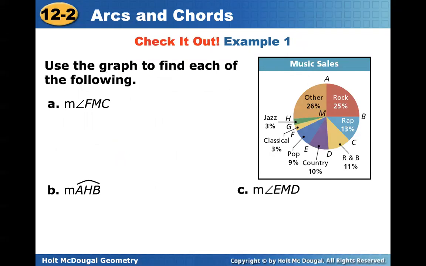Okay. Use this graph to find each of the following. Find the measure of angle FMC. Find the measure of arc AHB, and find the measure of angle EMD. Find those using what we talked about in that last part.